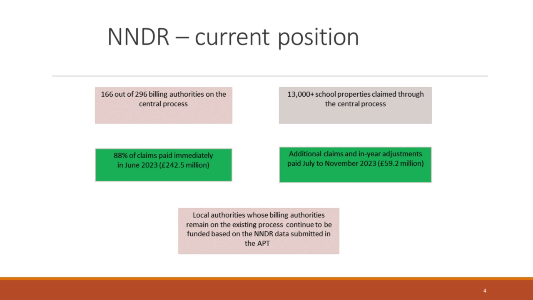Any additional claims where we had queries or there were in-year adjustments were paid during the period July to November. There's no impact on local authorities where the billing authority is still on the existing or the old process. Those local authorities will continue to be funded via the data submitted on the APT.